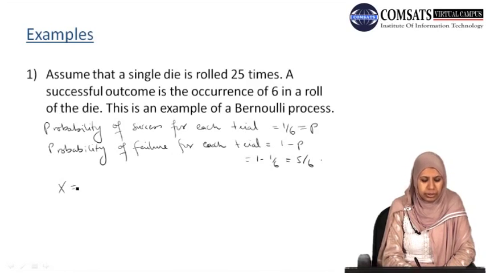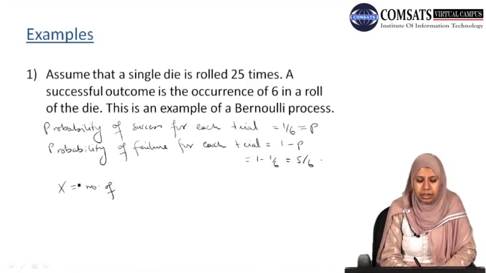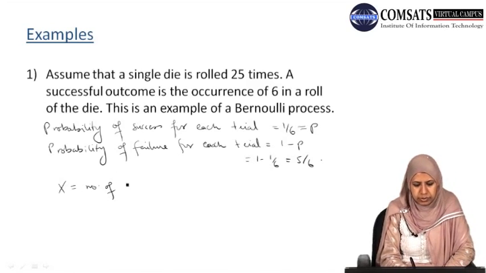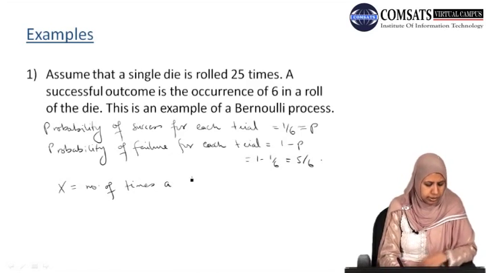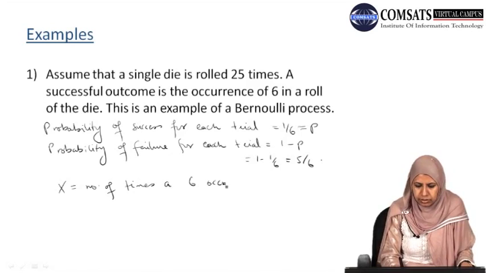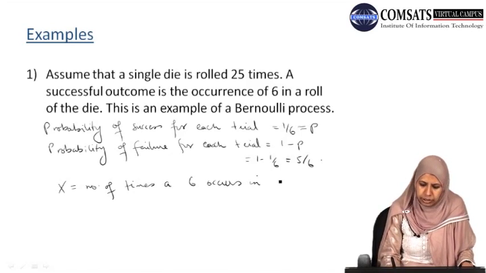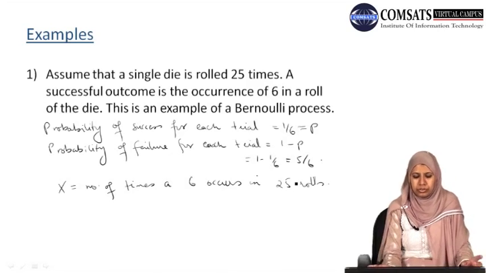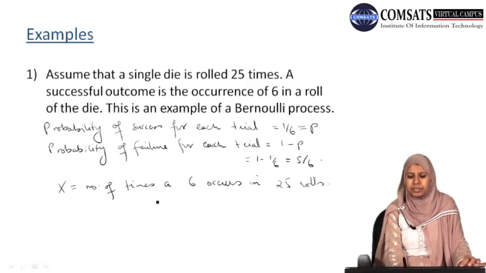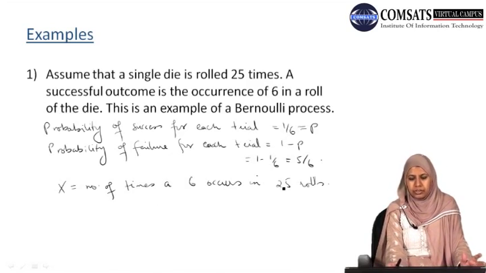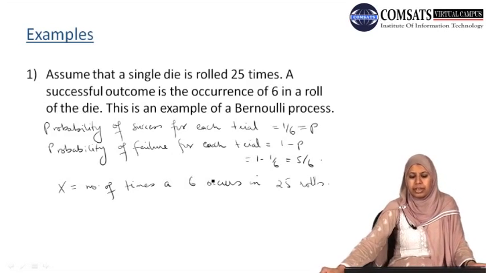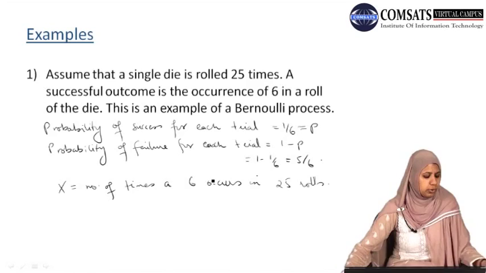And we define our random variable x as the number of successes in n trials, that is, the number of times a 6 occurs in 25 rolls. So this will be our random variable. The trials here are 25 and the number of successes is when we have obtained 6 when we have rolled our die. So, the number of times a 6 occurs in 25 rolls.